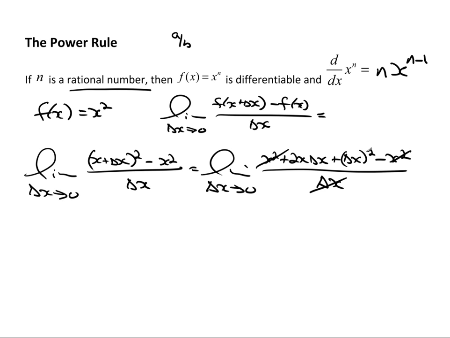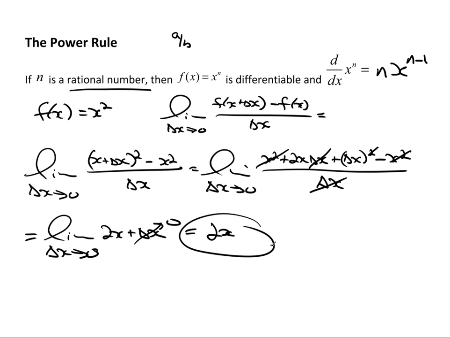And then delta x will cancel with one of these, and will cancel with this one. So this equals the limit as delta x goes to 0 of 2x plus delta x. Now I can take this limit, let delta x go to 0, and that gives me 2x.